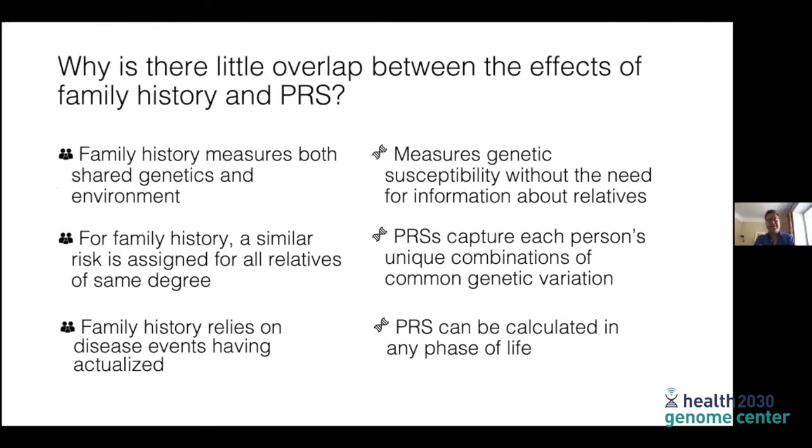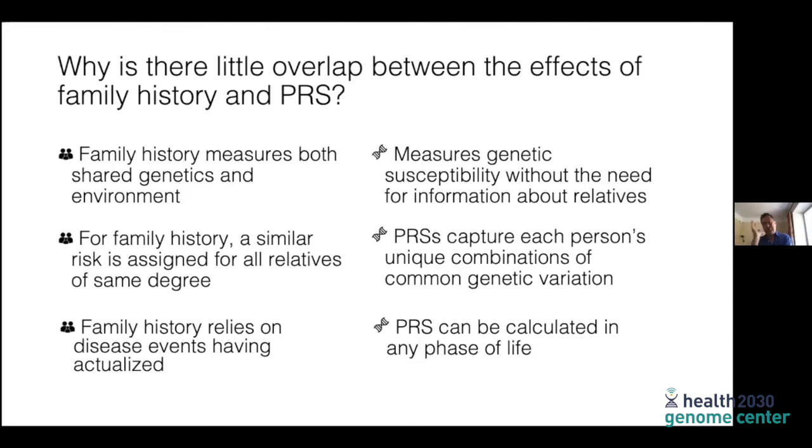We have scratched our heads a little bit, but it's a very clear result. Family history, of course, measures both shared genetics and environment as well. So it's not only genetics. For family history, a similar risk is assigned to all relatives of the same degree. If you have 5 siblings, they really don't have the same risk, regardless of if their father has, say, died of coronary heart disease.